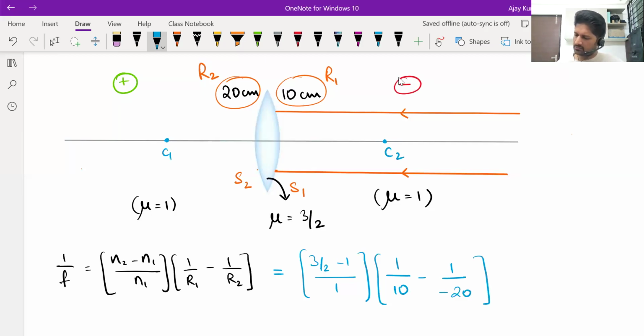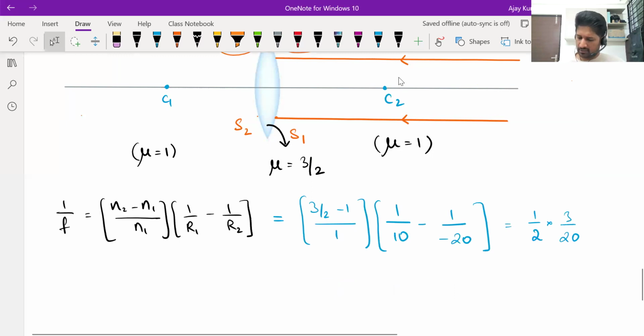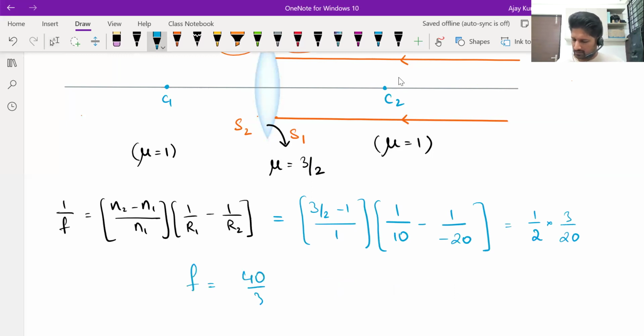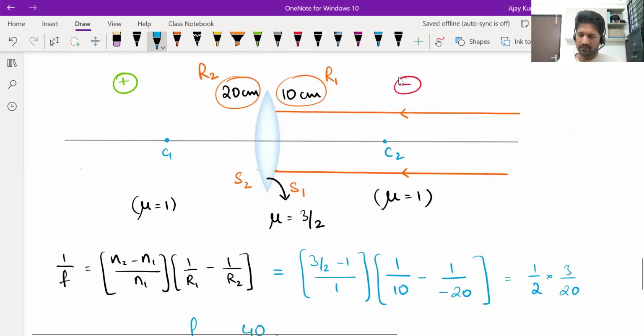Again, 3 by 2 minus 1 is 1 by 2, into 1 by 10 plus 1 by 20 is 3 by 20. You get the same result again. 1 by f is 3 by 40. So focal length is again 40 by 3 centimeters. But when light is incident from the right side like this, traveling to the left, the focus will be on the left side because this is the positive side now.